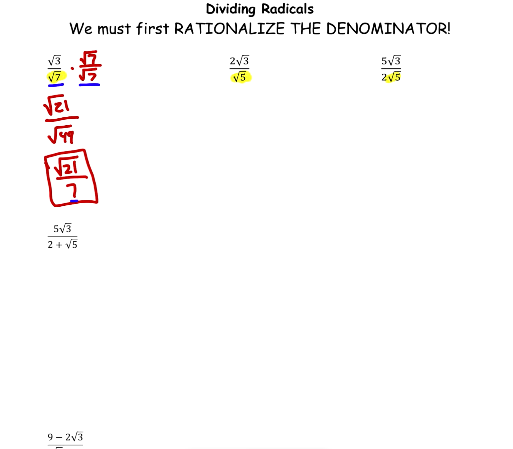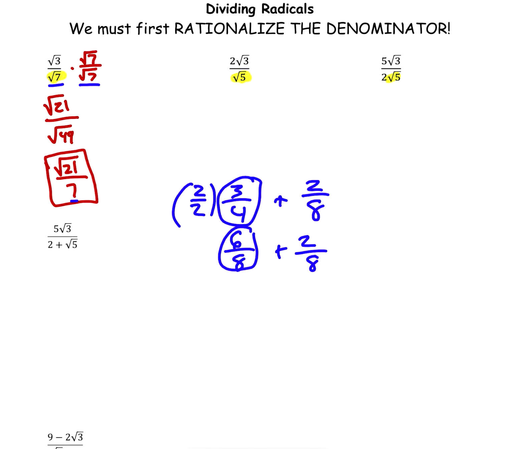So why do I choose radical 7 over radical 7? Well, I'm going to do a little work off to the side. If I wanted to do 3 over 4 plus 2 over 8, think back to when we were adding fractions. What would I multiply 3 over 4 by to get a common denominator as 2 over 8? I'd multiply by 2 over 2, because that keeps an equivalent fraction, because 6 over 8 is equivalent to 3 over 4.